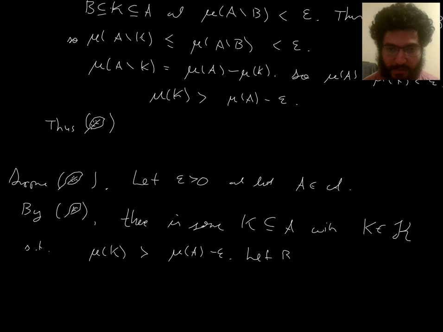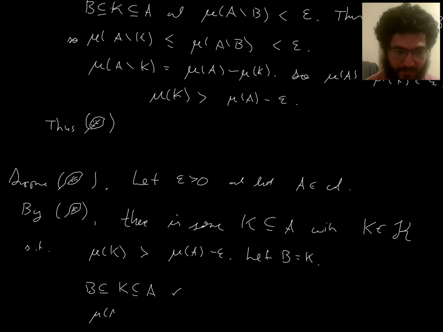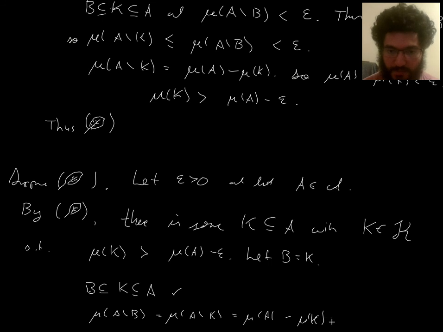Then just let B be K itself. Then we have this, just because K is already a subset of A and B equals K. And we also have, if you look at mu of this complement, then this is actually mu of A delete K, is mu of A minus mu of K, since mu is additive, which is less than epsilon according to this.